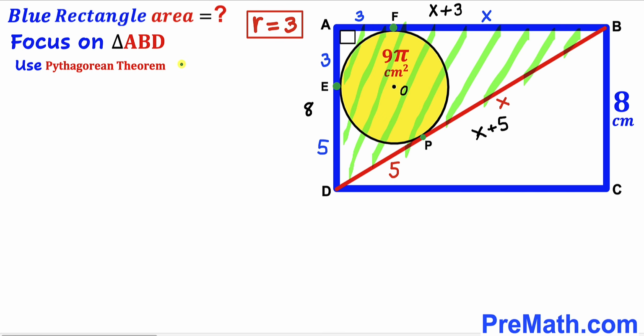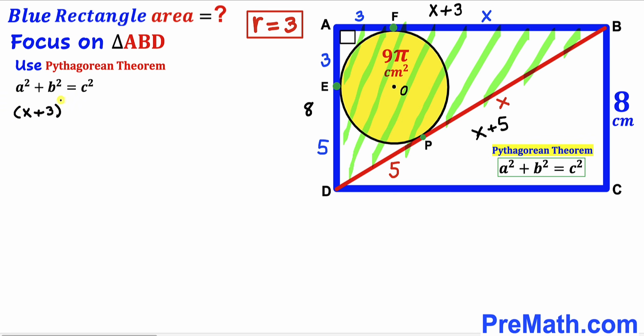And now we are going to apply the Pythagorean theorem on this triangle. And here's our Pythagorean theorem: a square plus b square equal to c square. And here we can see our hypotenuse is x plus 5, whereas our two other legs are 8 and x plus 3. Let's go ahead and fill in the blanks in this formula. So we got x plus 3 whole square plus 8 square is going to be equal to our hypotenuse, x plus 5 whole square.